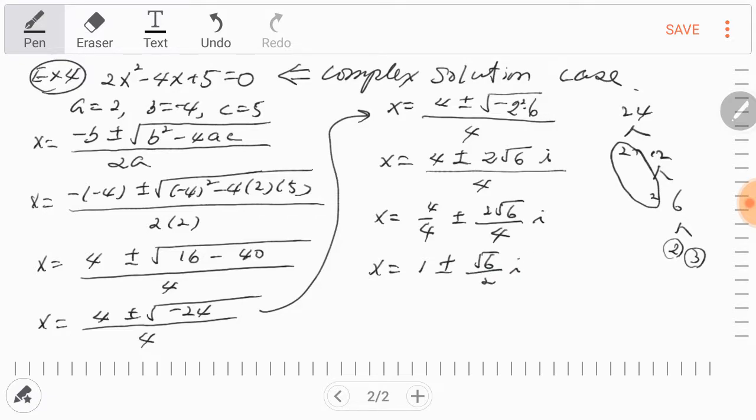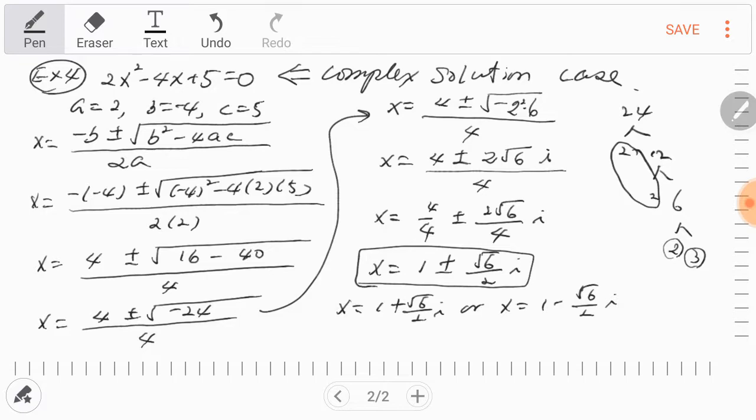So the solutions are 1 plus square root of 6 over 2 i, or x can be 1 minus square root of 6 over 2 i. So you can write the answer like this, or you can separate this into two values. So what kind of solution is this? Since this one has the imaginary unit i, the solutions are complex numbers.